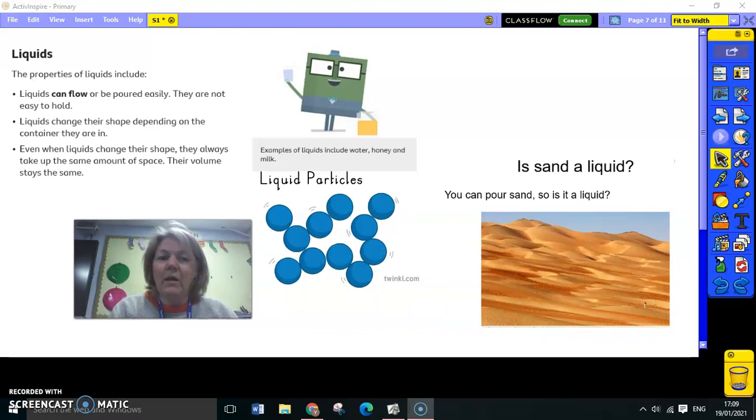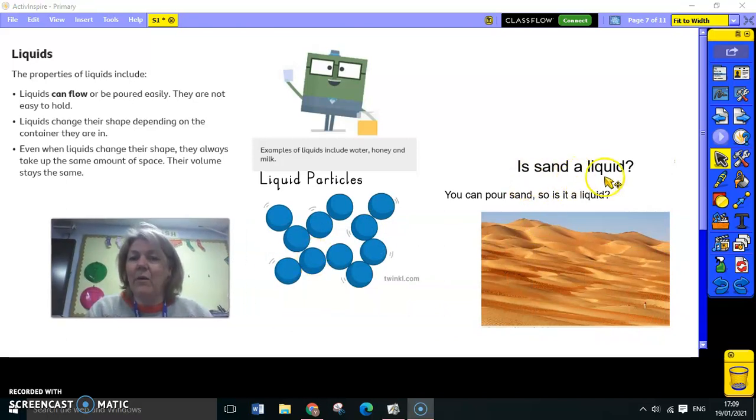So, another little question for you to have a think about. Is sand a liquid? Because you can pour it. So is it a liquid? I wonder if you can find anything else in your house that maybe behaves like a liquid but might not be one. Go and see what you can find. You might have already found it.